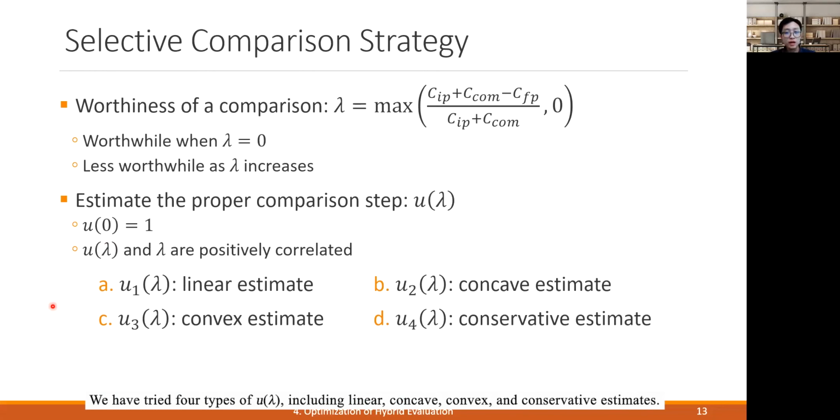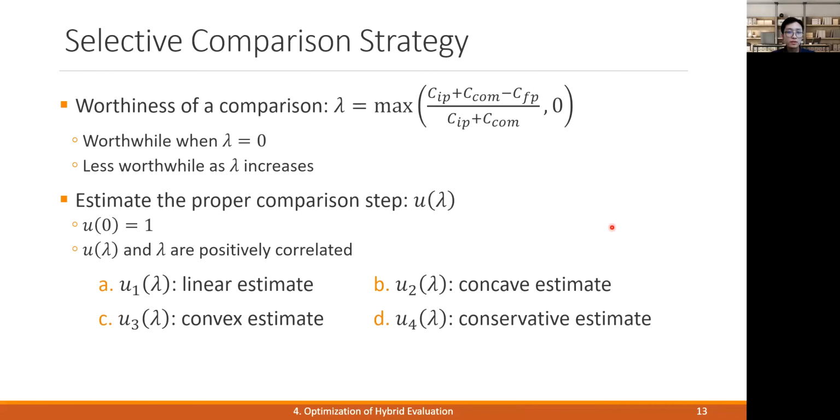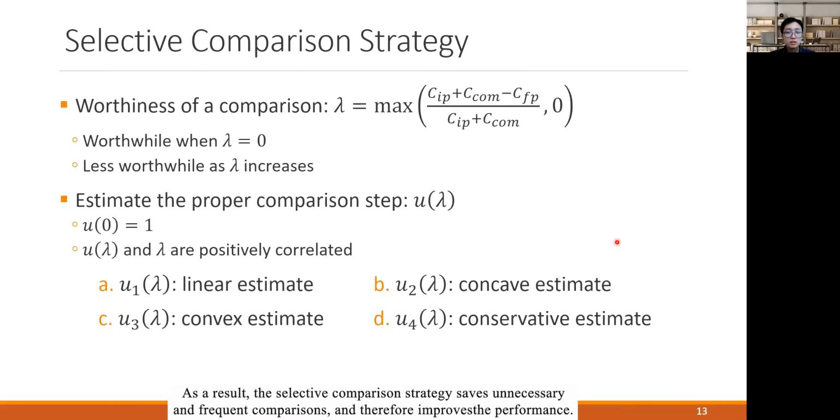We have tried 4 types of u lambda, including linear, concave, convex, and conservative estimates. According to our experiments, all of them managed to estimate comparison steps properly. As a result, the selective comparison strategy saves unnecessary and frequent comparisons, and therefore improves the performance.